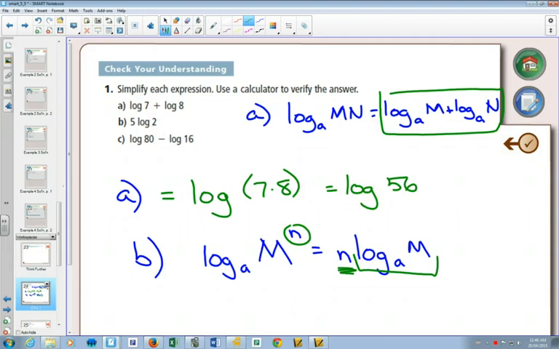So I can write 5 log 2 as log 2 to the exponent 5. So that 5 in front can move up as an exponent. And that's, of course, the same as log of 32. So 5 log 2 is the same as log 32.